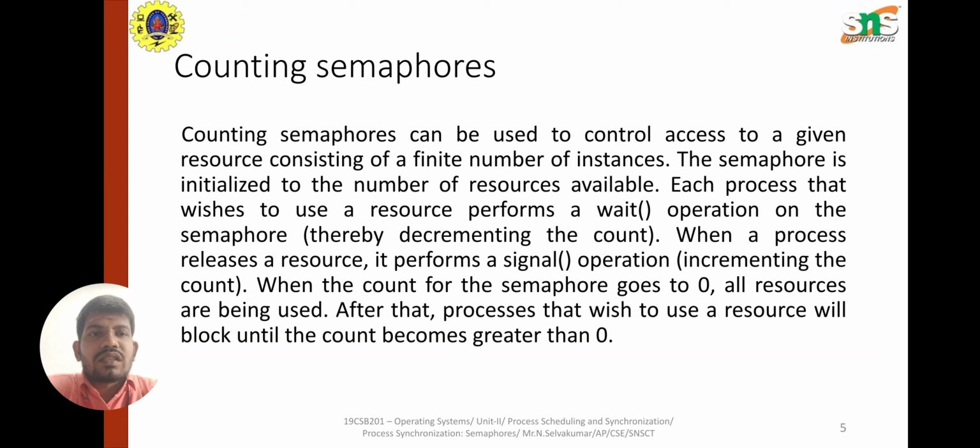Counting semaphores can be used to control access to a given resource consisting of a finite number of instances. The semaphore is initialized to the number of resources available. Each process that wishes to use a resource performs a wait operation on the semaphore, thereby decrementing the count. When a process releases a resource, it performs a signal operation, incrementing the count. When the count for the semaphore goes to 0, all resources are being used. After that, processes that wish to use a resource will block until the count becomes greater than 0.